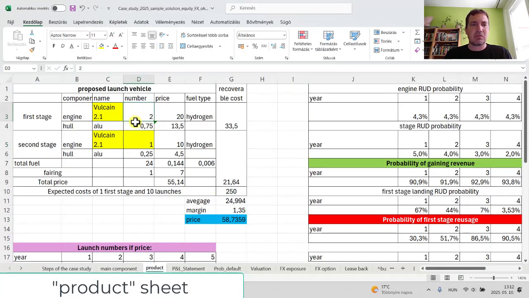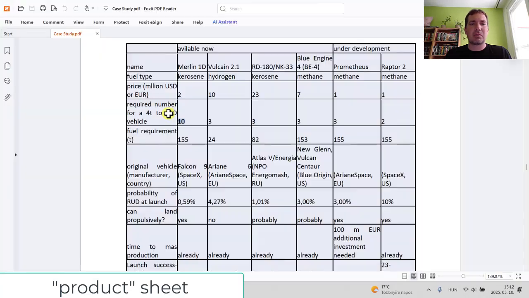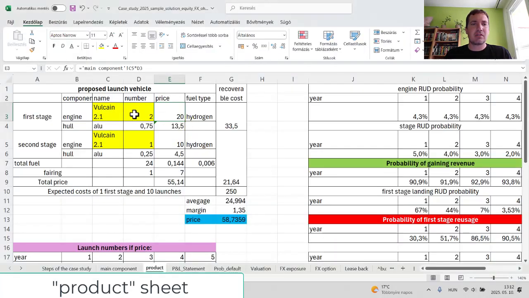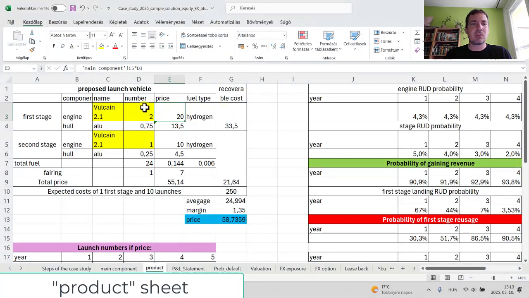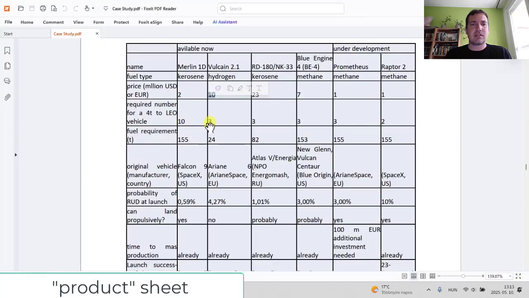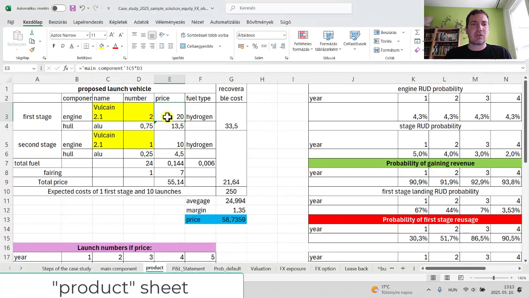For me it was simple to just use the Vulcain. So the number, and of course the number after that will determine the price. So here is the price for each engine. This is 2 million euros. After that we just have to multiply it. So this is obviously 10 for the Vulcain. That's why we need 3 of them to make it work. So 2 in the first stage, 1 in the second stage. So that's why engine costs will be only 30 million.